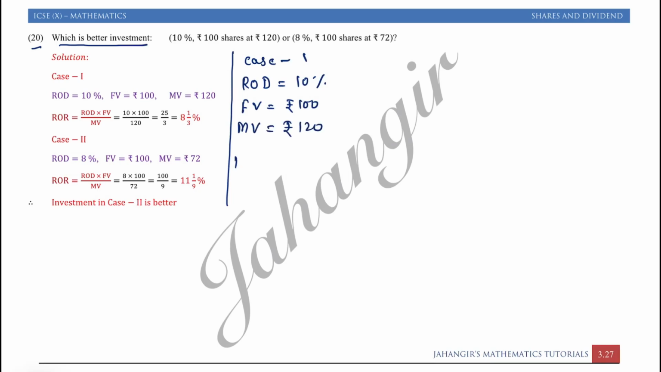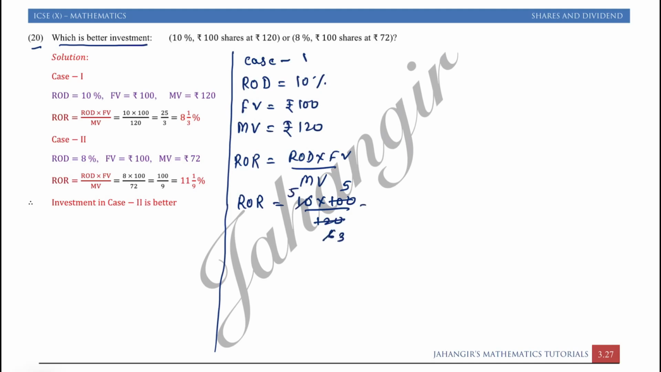So for this first we will find ROR. ROR is equal to ROD into FV upon MV. So we can find ROR for the first case, that is 10 multiplied by 100 upon 120. You can cancel: 2 5s are 10, 2 6s are 12, 2 3s are 6, 2 5s are 10. So 25 by 3. So we can say ROR in the first case is 8 1 by 3%. Now we will find case 2.